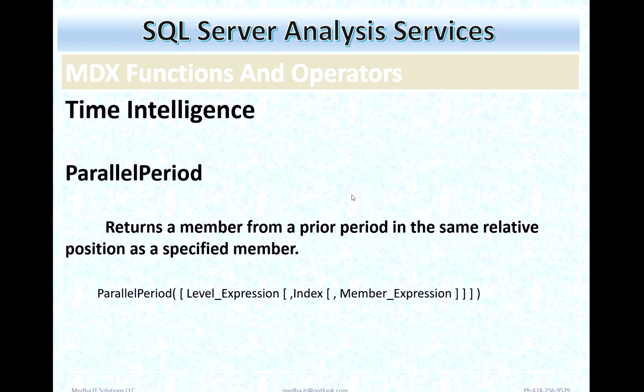Next we have parallel period. Parallel period returns a member from a prior period in the same level, same relative position as a specified member. That means it can go to the different parent and get the member at current level. Okay.